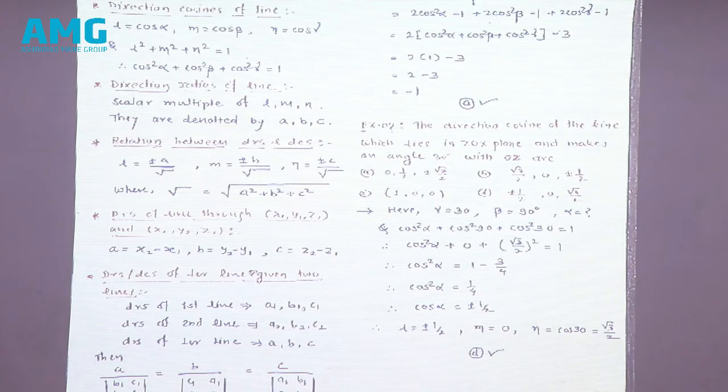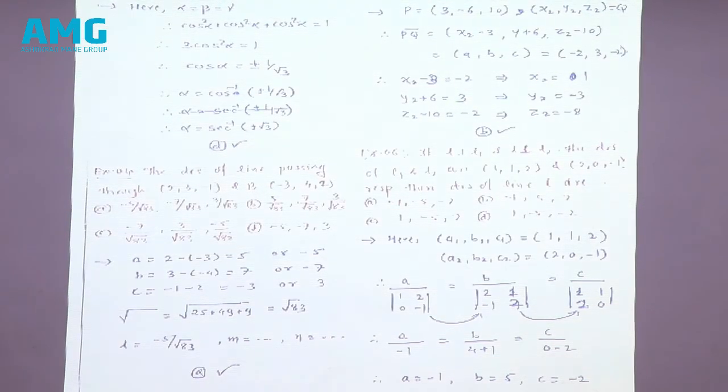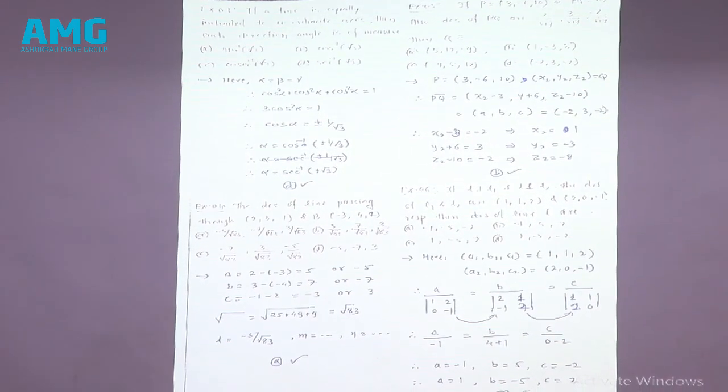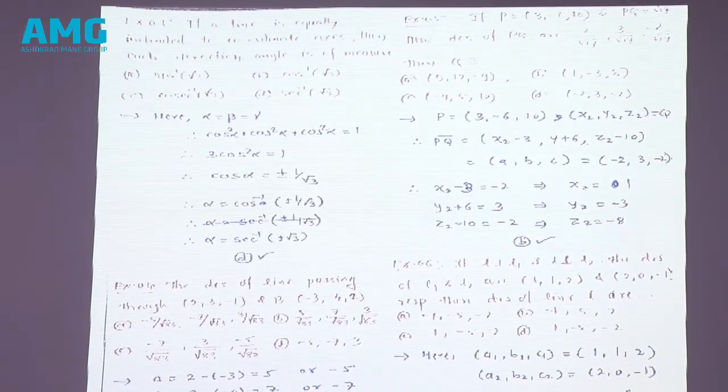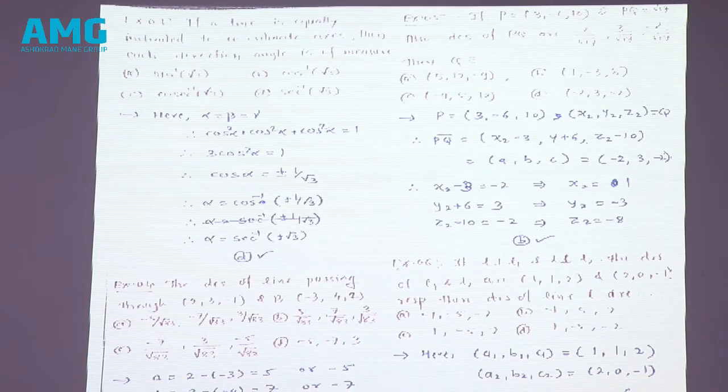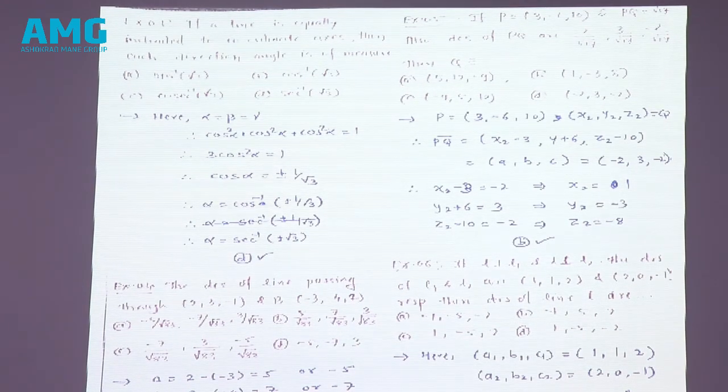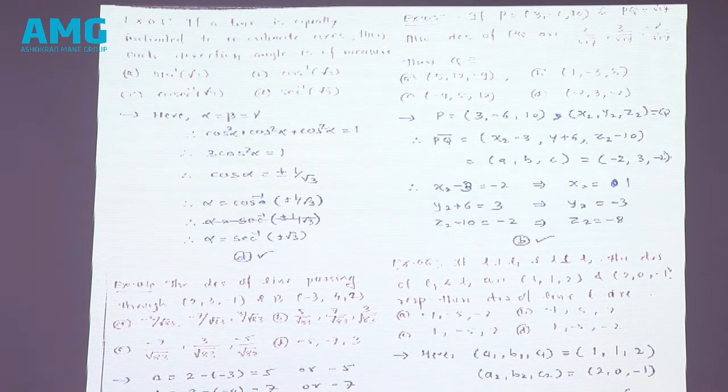Now next question, example number 3. If a line is equally inclined to the coordinate axes, then each direction angle is of measure: the options are A, sine inverse of root 3; B, cos inverse of root 3; C, cosec inverse of root 3; D, sec inverse of root 3.